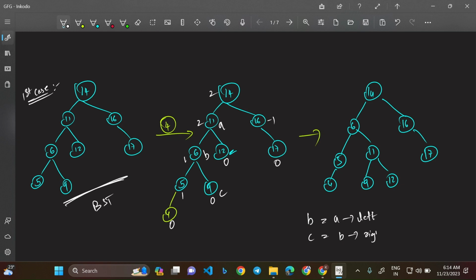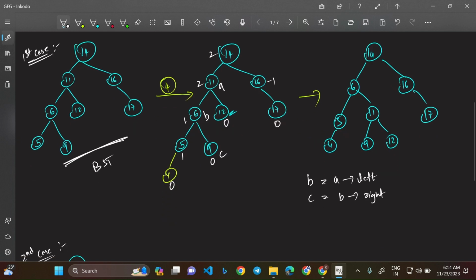C is B's right, isn't it? Now when I'm doing the rotation, B's right I'm substituting with A. What is A? A is equal to 11, and B is actually equal to 6. So this is 6 and A is 11. That's what I'm doing: to 6's right, I'm putting 11. That is done.